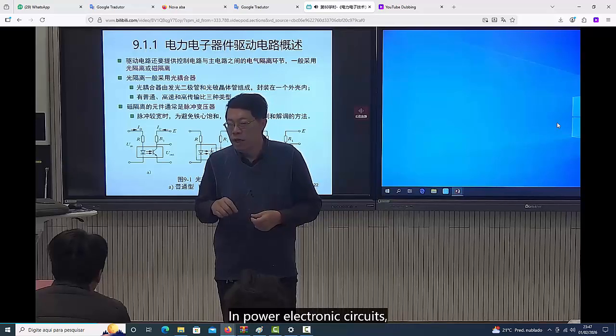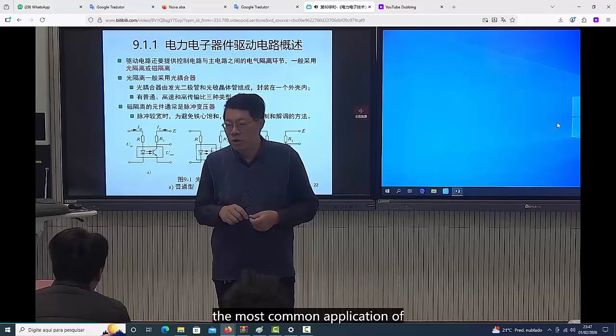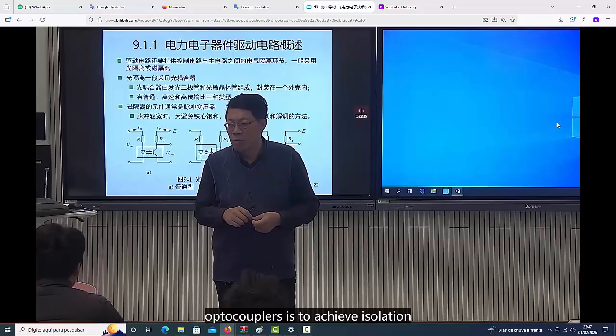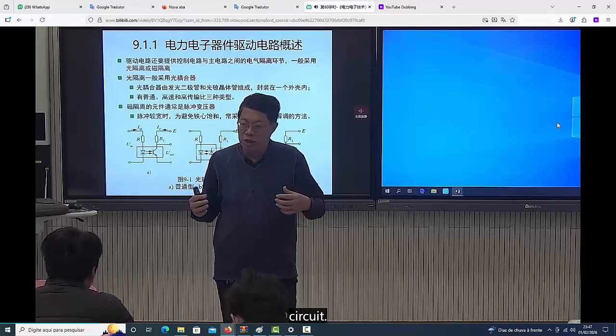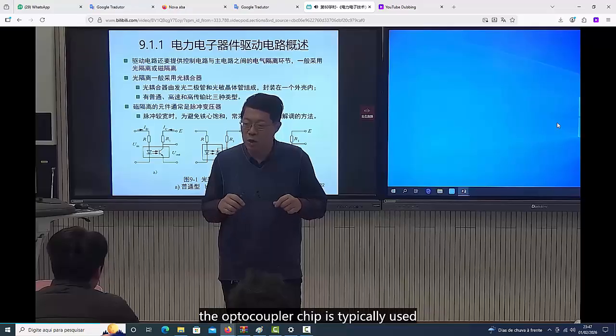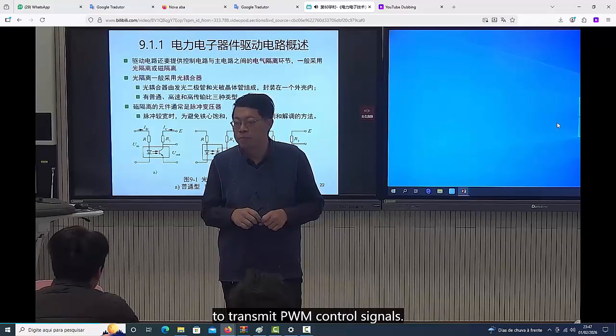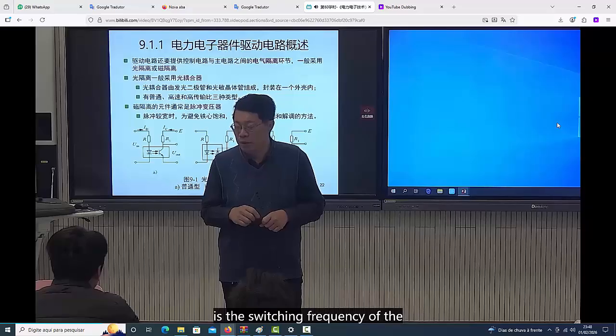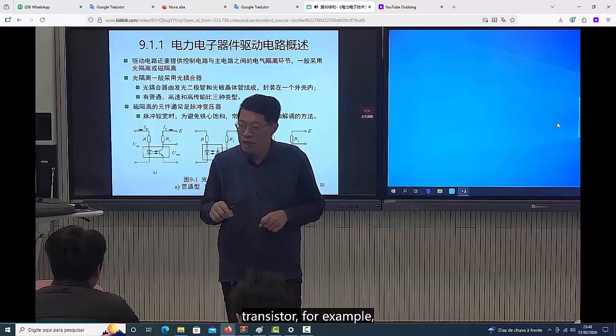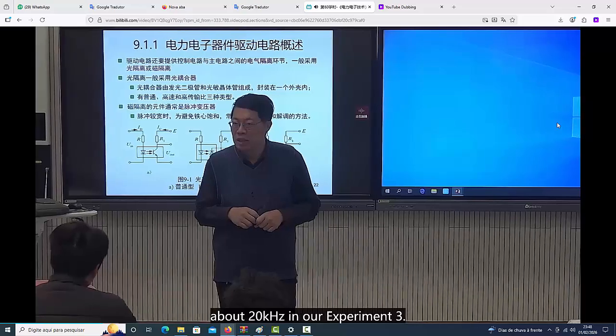In power electronic circuits, the most common application of optocouplers is to achieve isolation between the control circuit and the main circuit. In such cases, the optocoupler chip is typically used to transmit PWM control signals. The frequency of the PWM control signal is the switching frequency of the transistor, for example, about 20 kHz in our experiment 3.